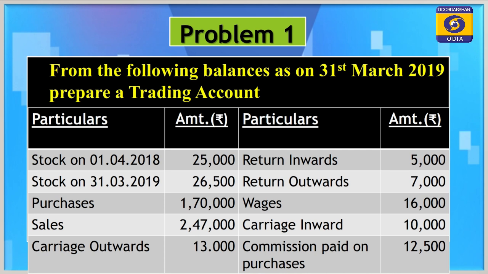Next item we have is sales, that is 2,47,000. We will also take a look simultaneously whether there are any returns in the question. Yes, the question is showing us a return inwards also, that is of 5,000. Then we will take a look at whether there are certain direct expenses mentioned in the question. We have carriage outwards. Is carriage outwards a direct expense? No, it is not a direct expense because it is incurred on selling the goods.